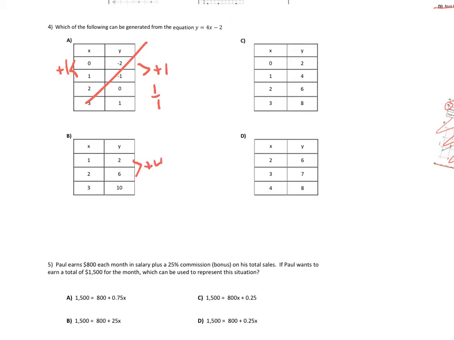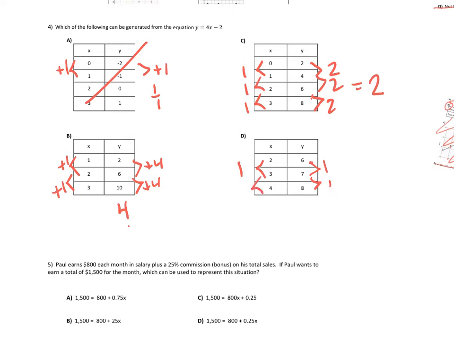The change here is +4, +4, +1, +1. So the slope there is 4. Okay, so that might work. So here is 2. Here is 1, 2, 1, 2, 1. So the slope there is 2. And then this is 1 over 1, 1 over 1. So that one's not going to work either. So really we're only down to this one because this is the only one with a true slope of 4. So how do we go back?